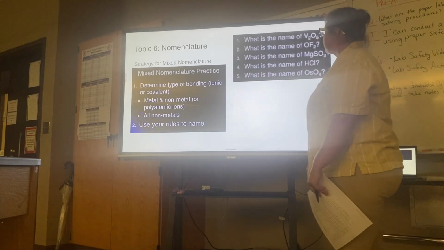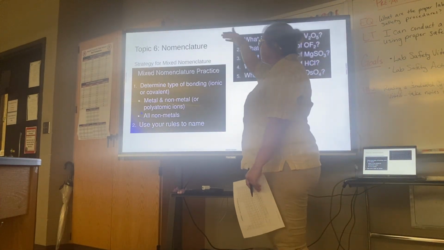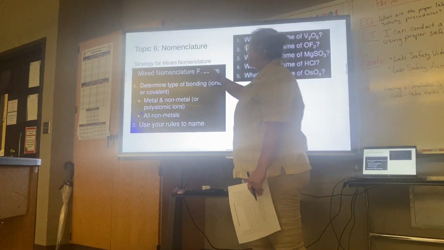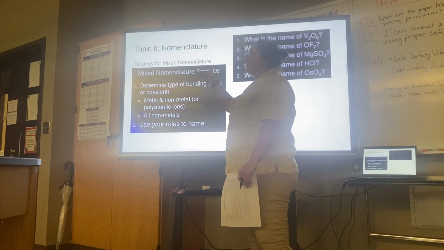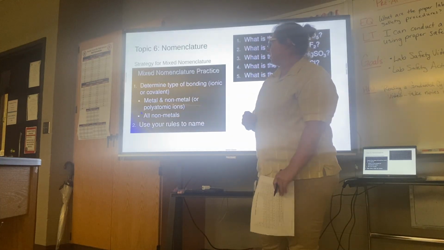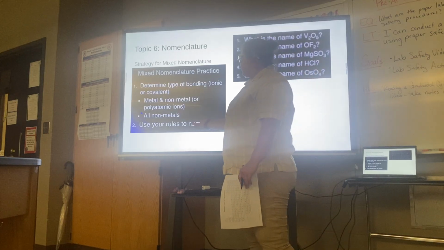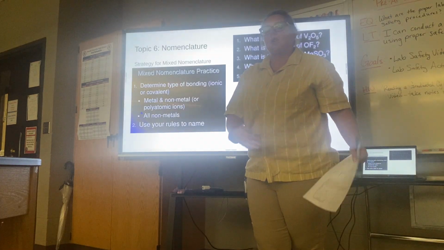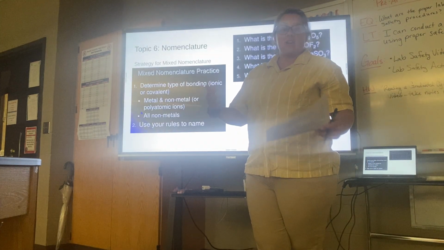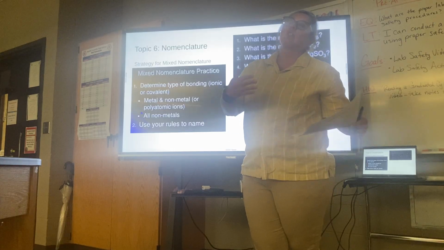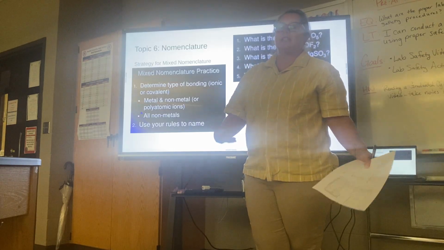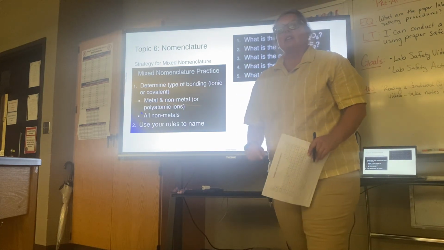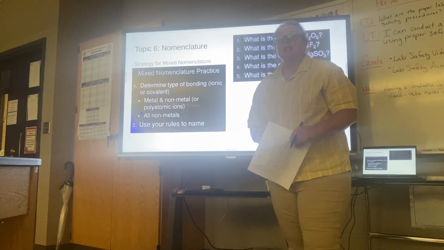Then, for mixed nomenclature, what we're doing here is we're having to first determine what type of bonding that we have. Is this an ionic compound or is this a covalent compound? If we have an ionic compound, we use the ionic rules. If we have a covalent or a molecular compound, we use the covalent or molecular rules instead. So try not to get these mixed up. The very first thing you have to do is decide what type of compound this is first.